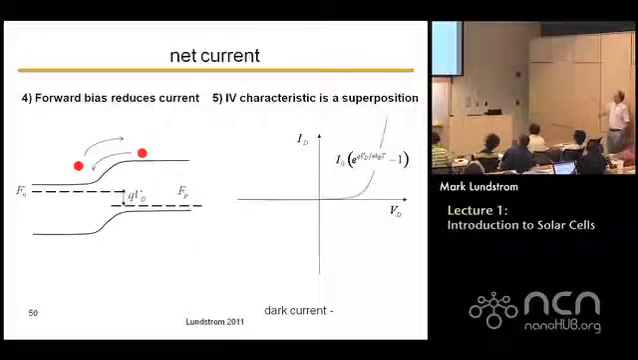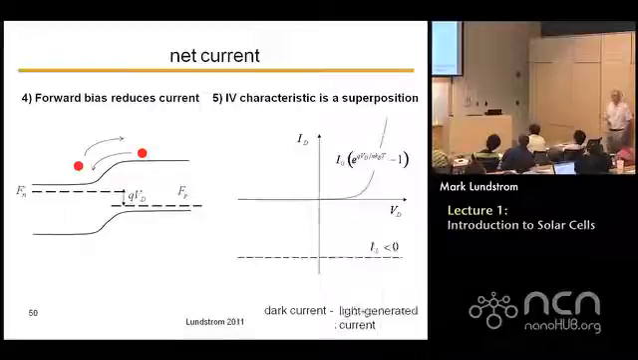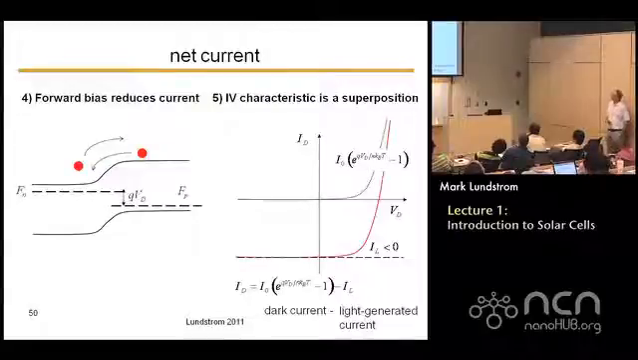So I had the current in the dark. We discussed where that comes from. Now we have a current in the light, and I discussed that it's more or less independent of voltage. It doesn't matter how big that barrier is. Once an electron gets close to it, it just falls down the barrier and goes out the n-type contact. If I want the total IV characteristic of the solar cell, I just add the two, and I'll get a characteristic that looks like that.